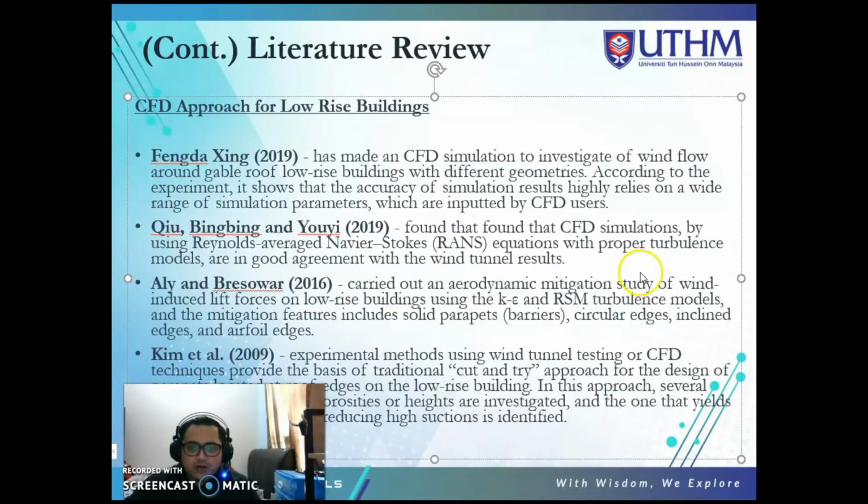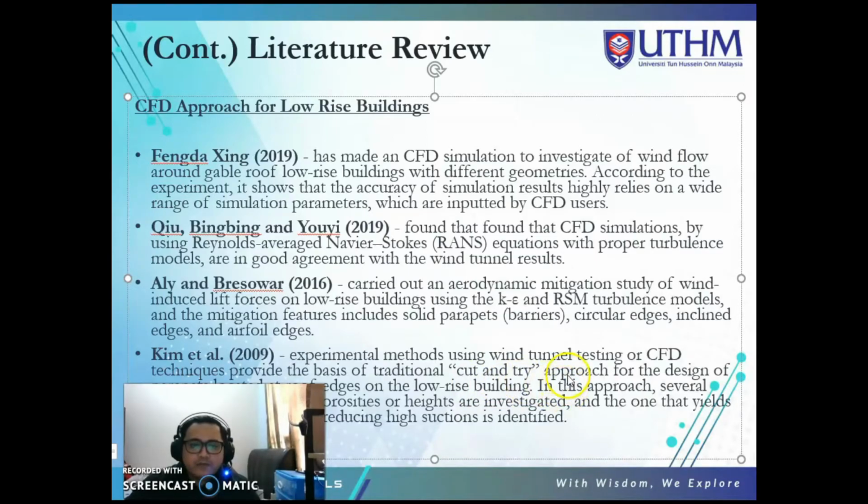Azrai and Bresowa carried out an aerodynamic mitigation study of wind-induced lift force on low-rise buildings using k-epsilon and RSM turbulent models, and the mitigation features included solid parapets, circular edges, inclined edges and equal edges. Other CFD research on low-rise buildings was done by Kim, using wind tunnel testing and CFD techniques to provide the basis of a traditional cut-and-dry approach for the design of parapets located at the roof edges of low-rise buildings.